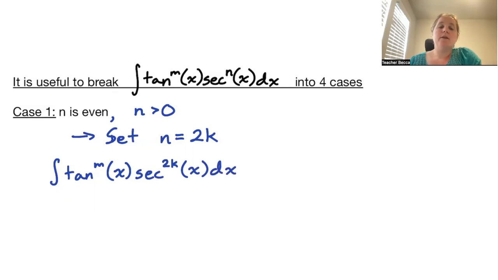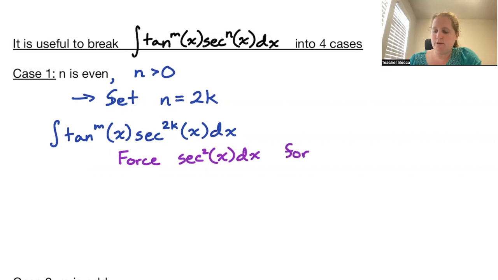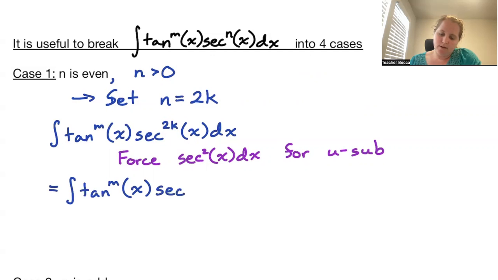Now, keep in mind that if we wanted to use u substitution, we would either like a secant squared around, since that's the derivative of tangent, or we would like a secant tangent around, since that's the derivative of secant. So in this case, we're going to force a secant squared x dx for u sub. So the way we are going to do that is we will rewrite this integral as the integral of tangent to the m of x times secant to the 2k minus 2 of x times secant squared of x dx.